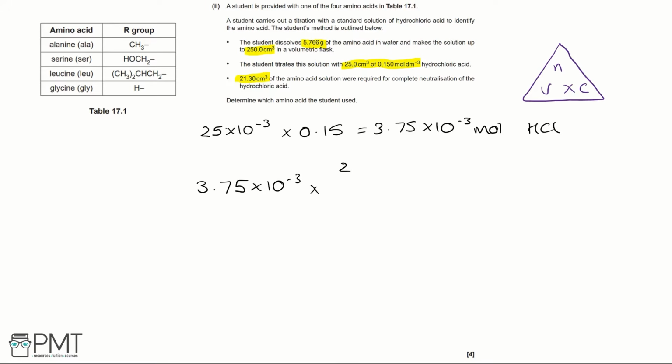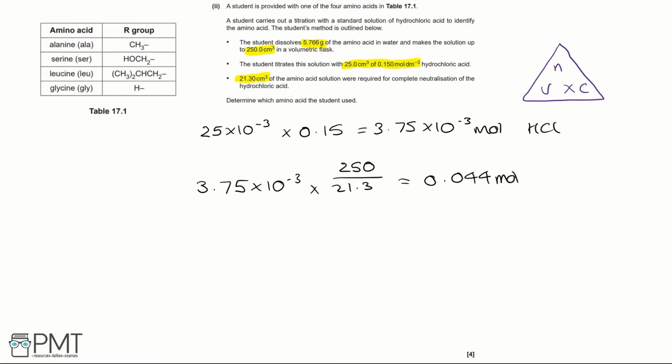them by 250 divided by 21.3. This is factoring in the amount of amino acid solution we're required to use and dividing it by the total volume of the solution. Doing this gives us the moles of the amino acid. Those moles are 0.044 moles of amino acid.